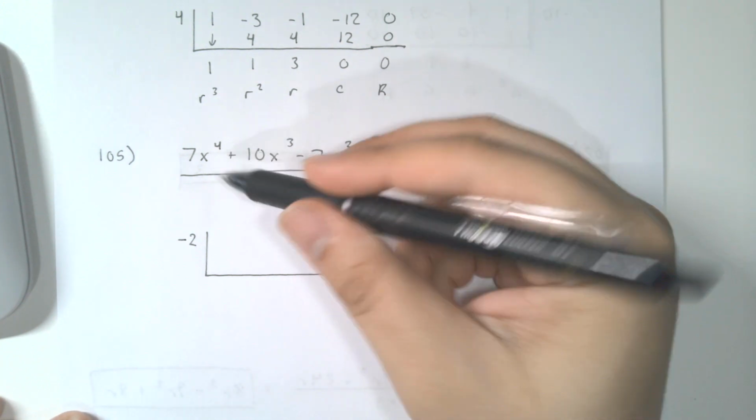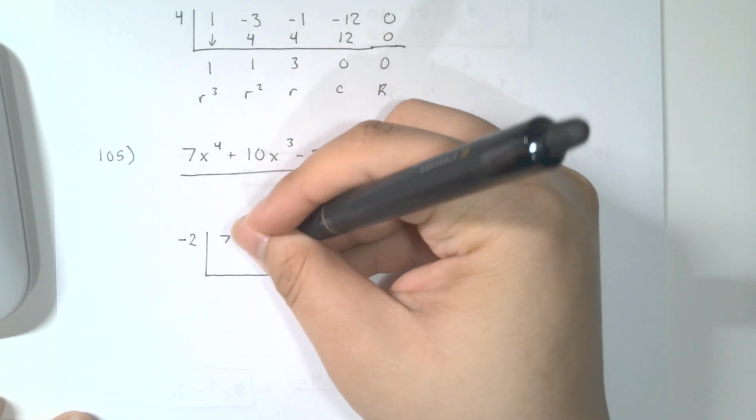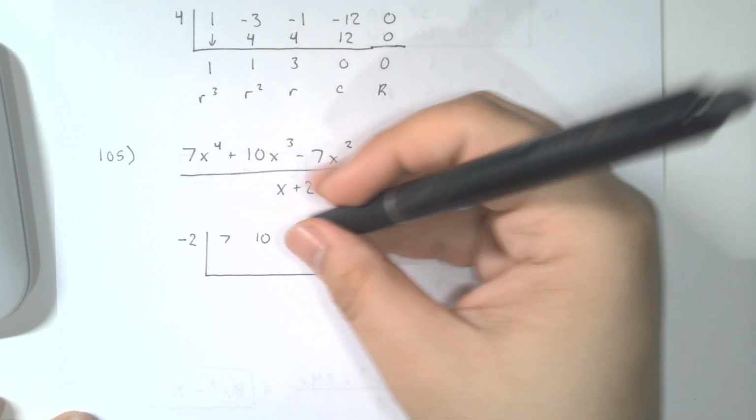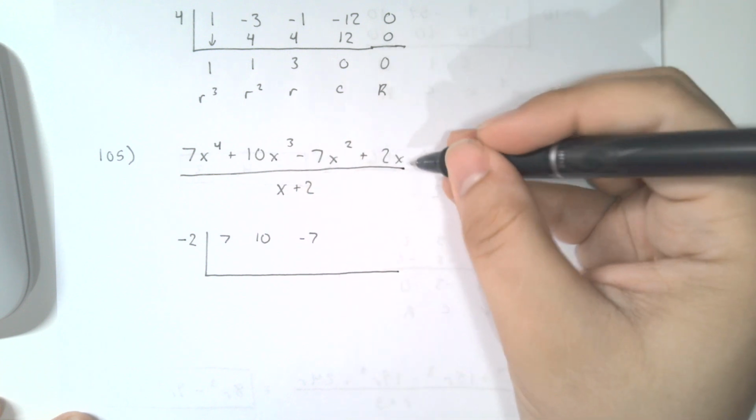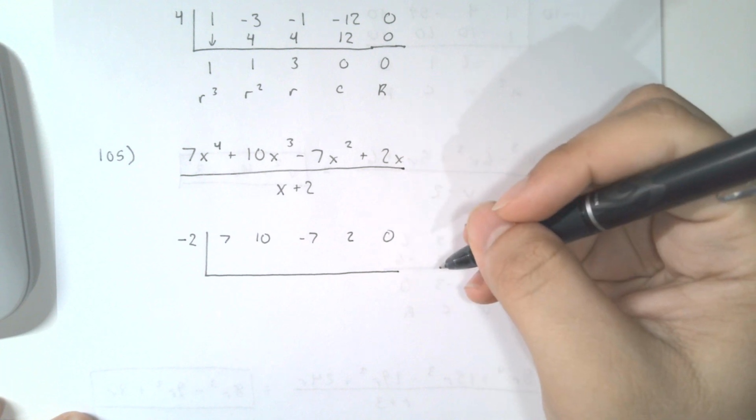For x to the fourth, we have 7. X cubed, we have 10. For x squared, we have negative 7. For x, we have 2. And with no constant term, we have a placeholder 0 here.